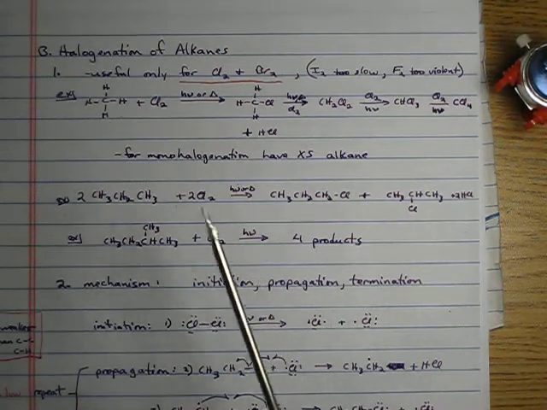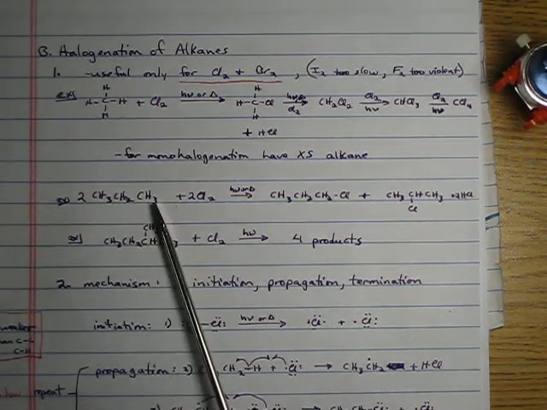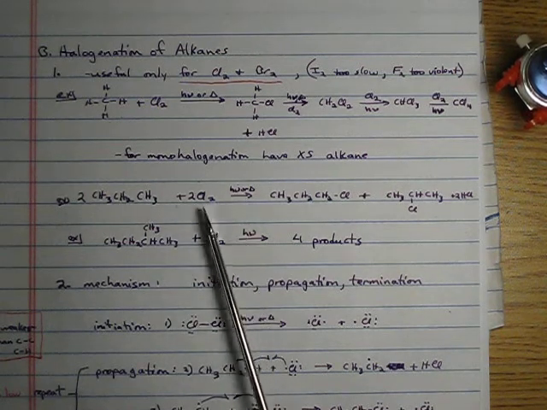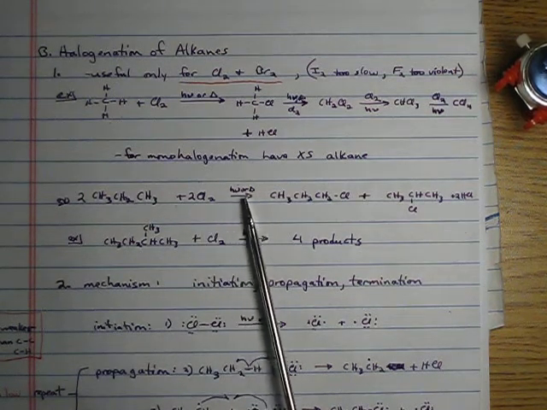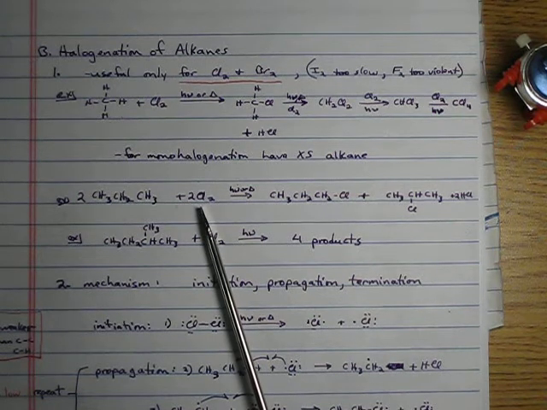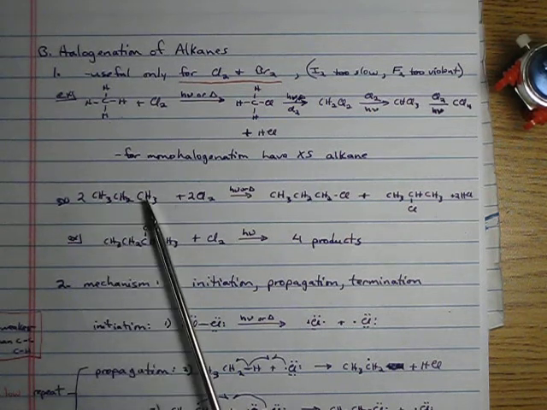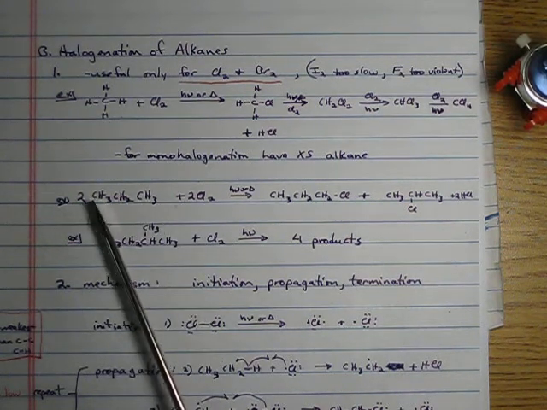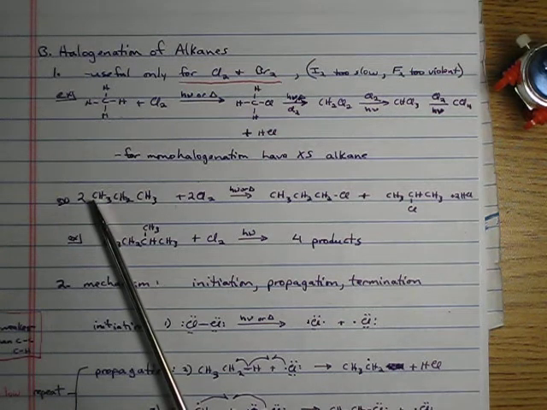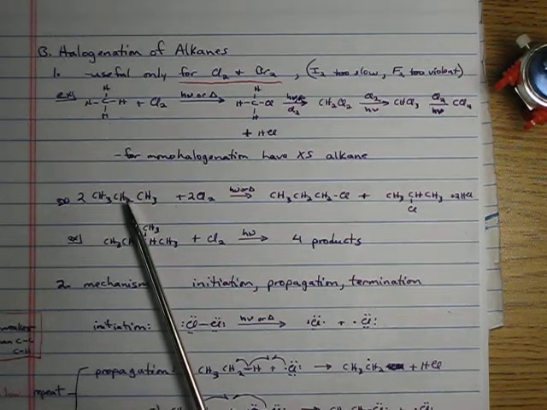Well, what if instead of methane we did propane here? If you had propane and Cl2, heat or light, radical conditions, then where could that chlorine go? Well, the chlorine could go on one of the CH3s at the end. Note if it was on this CH3 or this other CH3 here, you'd get the same molecule. Or the chlorine could go here.